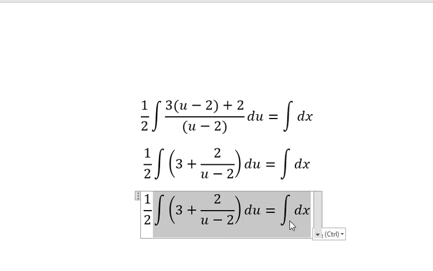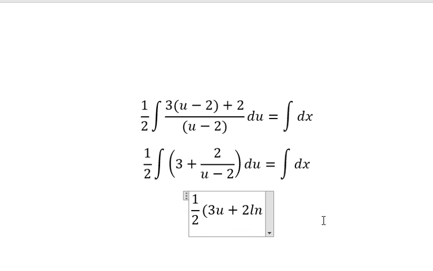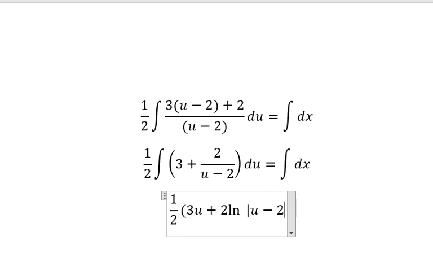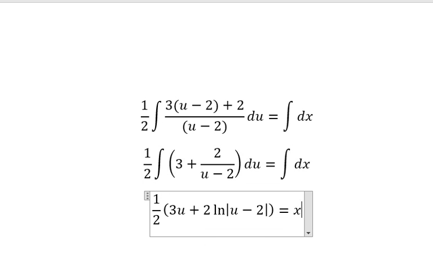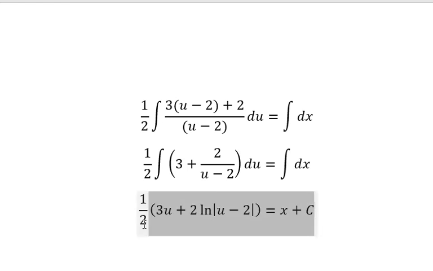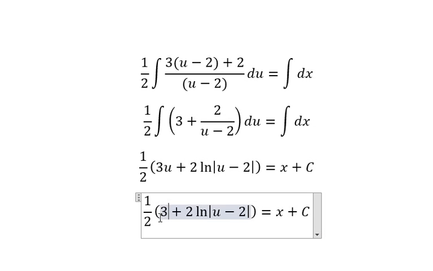And now we have the final answer. The integration of number 3, we have 3u. The integration of number 2 over u minus 2, we have 2 ln of the absolute value of u minus 2. The integration of ds, you get s, and we put c. About u, that's s plus y.